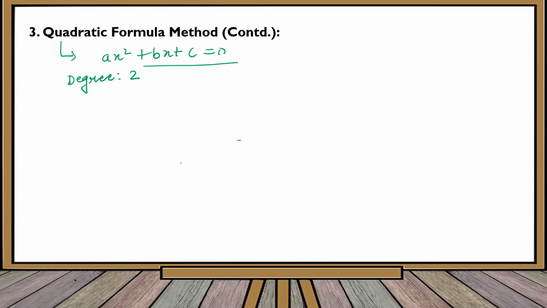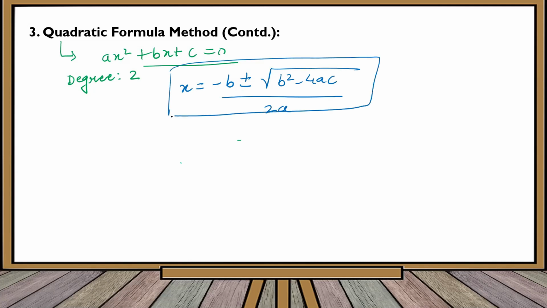Okay, we know x is equal to minus b plus minus root b square minus 4ac whole upon 2a. Now this term, which one? b square minus 4ac. b square minus 4ac is often called the discriminant.